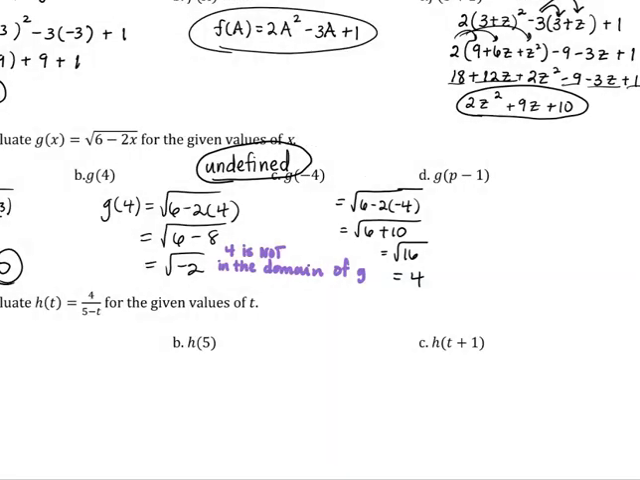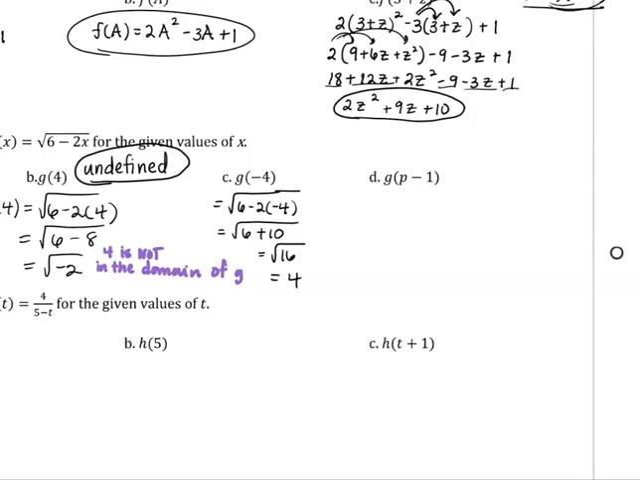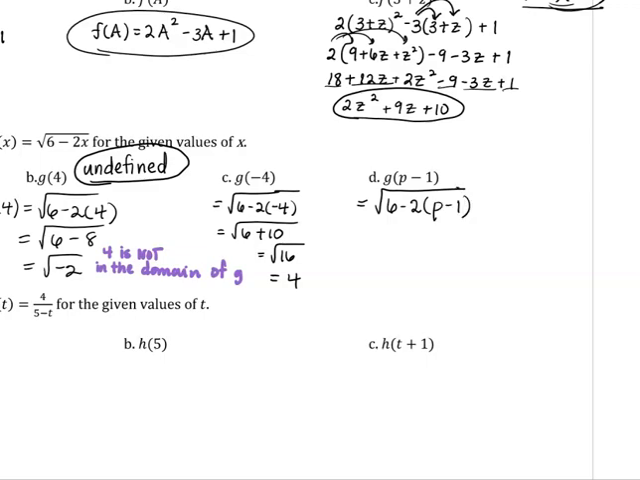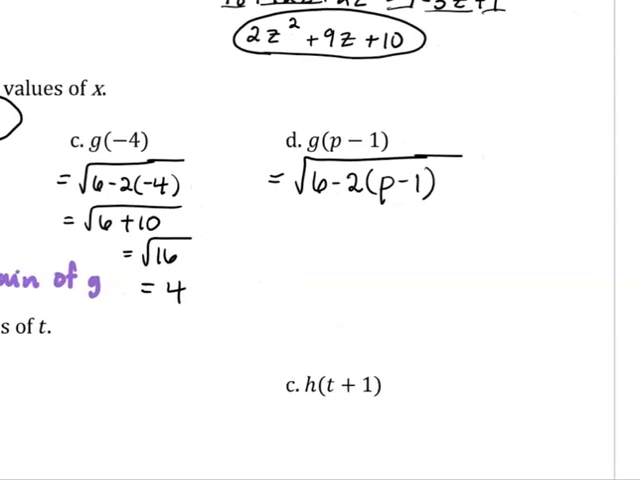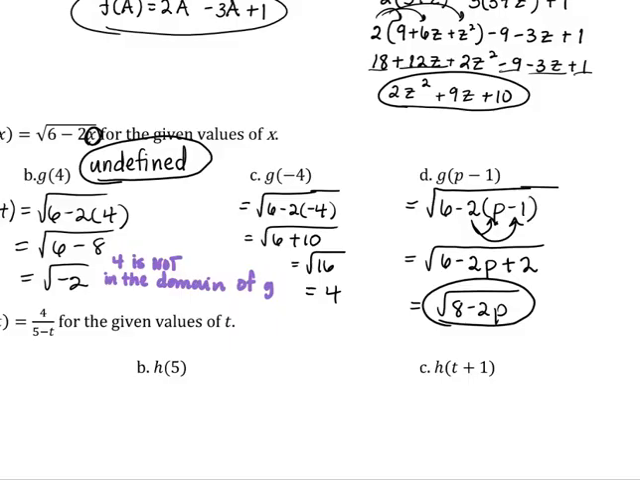For 12d, g of p minus 1, I'm going to be replacing x with p minus 1. So I have the square root of 6 minus 2 times p minus 1. Make sure and put parentheses around that p minus 1 when you plug it in for this x, because we need to distribute that 2 under that square root to give us 6 minus 2p plus 2, which is the square root of 8 minus 2p. You could have also written the square root of negative 2p plus 8, which would have been fine.